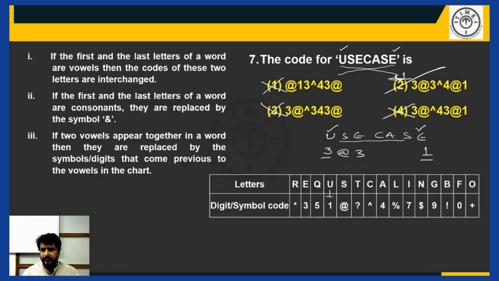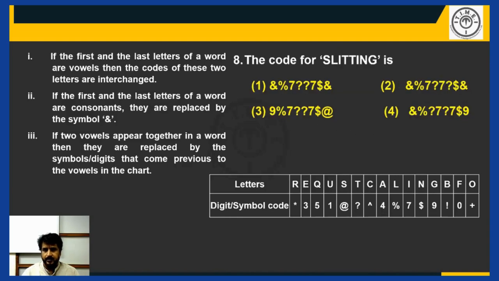If you want, you can find the code for the remaining letters, but in the exam it is not required. Move to the next question. The code for SLITTING is: first is a consonant, last is also a consonant, so the second condition is applicable. So they are replaced by the symbols and %.